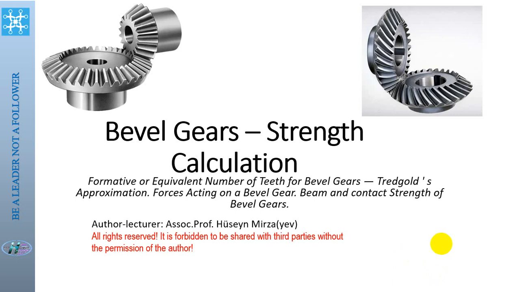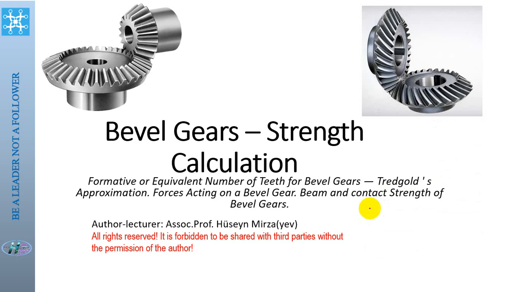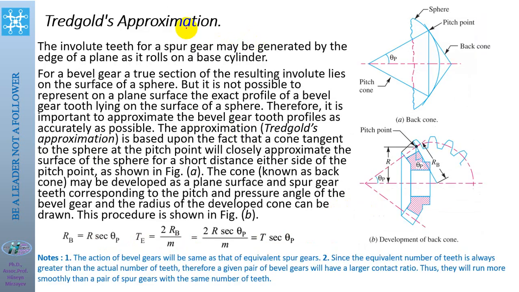At first, we define the equivalent number of teeth, which we use for finding or selecting the tooth form factor from the tables. For the determination of the equivalent number of teeth, we will use the Tredgold approximation. What is the Tredgold approximation?